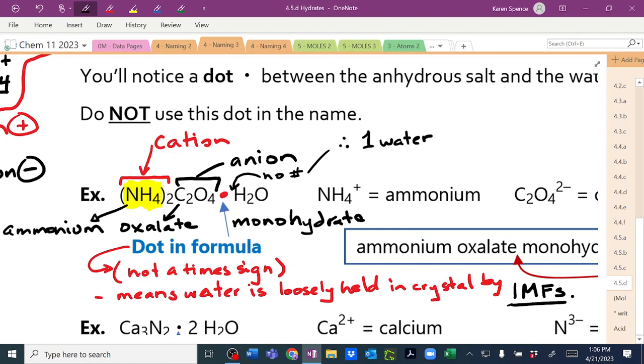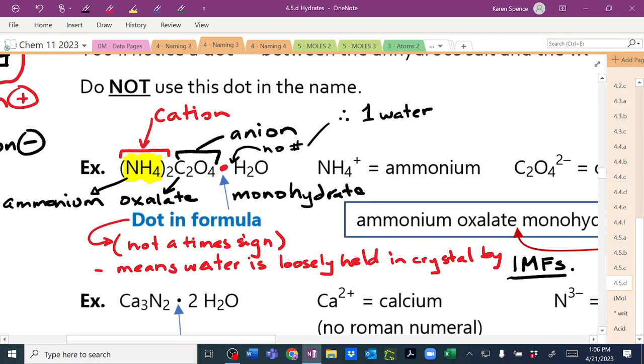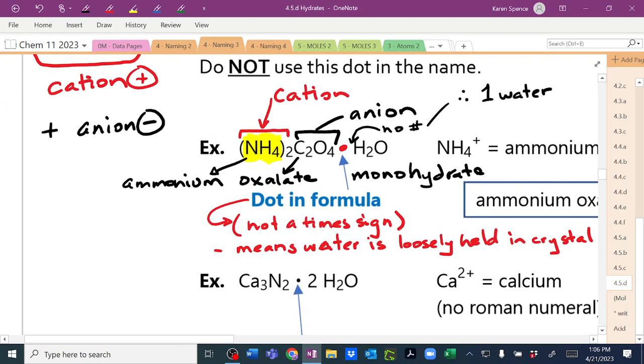Do I put a dot in the name? Do you see a dot in the name? Did I put a dot in the name? No dot. Okay, no dot in the name. Only in the formula.